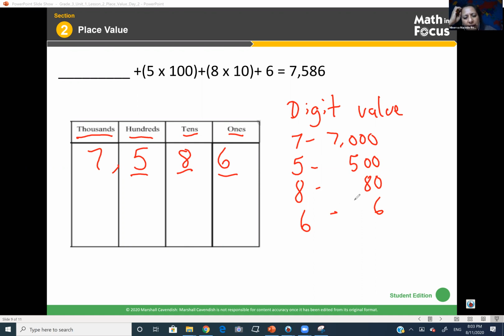Now I can tell that this 500 says that I have 5 in the hundreds place, I have 8 in the tens place, and I have 6 in the ones place. So the only missing number is the 7, and I know that the 7 is going to make a 7,000. So this must be 7 times 1,000 to complete this chart. So if you notice, if you use what we are learning, it's going to be easy to find the answers.